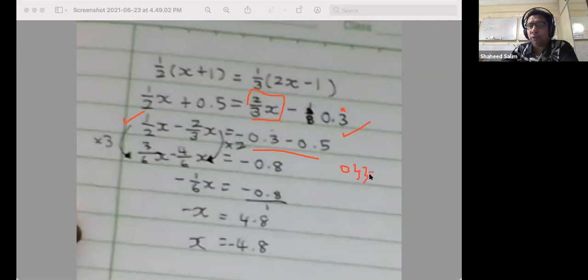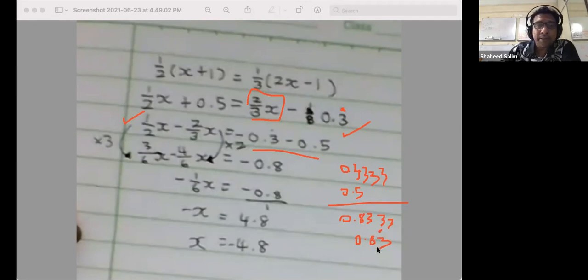0.33333333. There's no end to the 3, you know, right? Then you plus 0.5, right? So you will get 0.83333333333. Am I correct? So you must put it like this, as 0.83 with a dot on top of the 3. But just let me check first, okay?